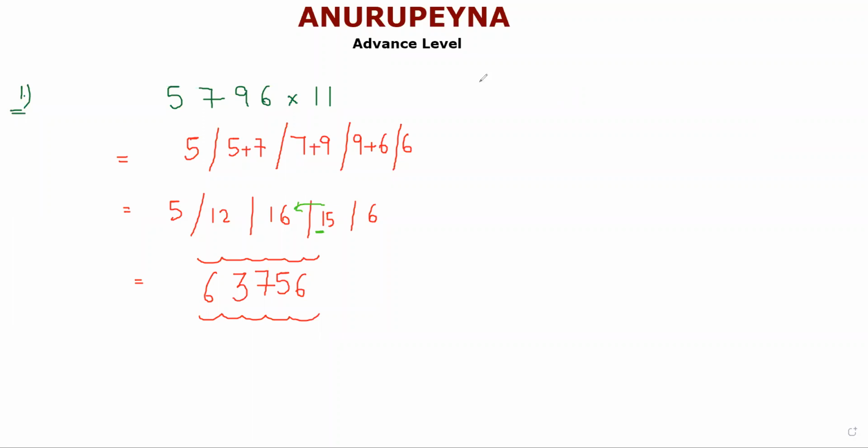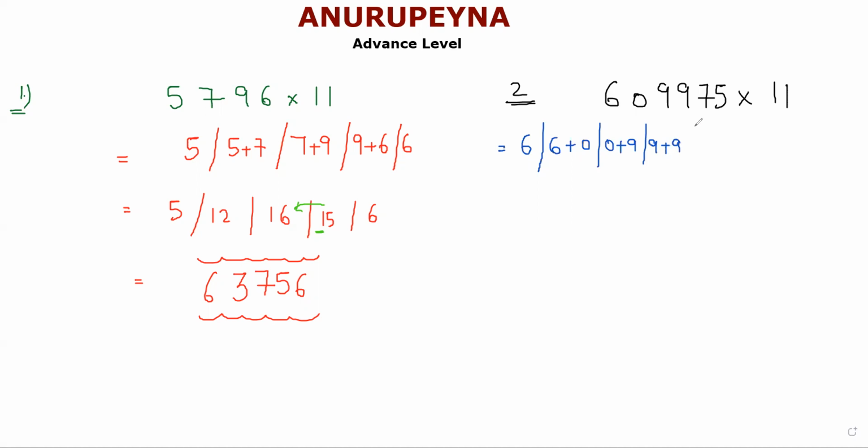Okay, let's continue. Let's do the second question. Let's say you have to multiply 6,990 with 11. So the process is again the same. You can start from the left hand side or right hand side, whatever you want to. Just remember that you have to keep only 6, and then you have to keep on adding two digits, like in pairs. So 6 and 0, then 0 and 9, then 9 and 9, then 9 and 7, then 7 and 5, and then only 5.